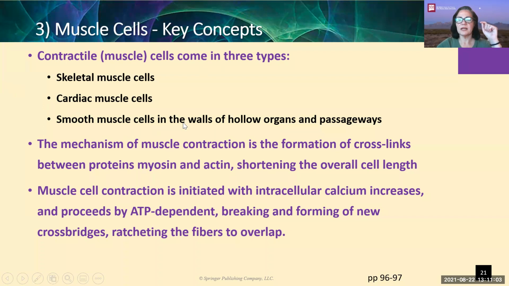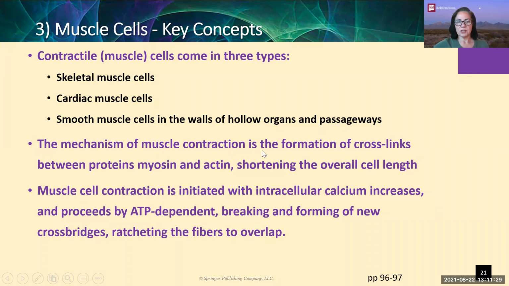Think about any hollow organ that you have, or a passageway, like the bronchi, bronchioles, hollow organs like a uterus, a bladder. Even the urethra has smooth muscle in it. Especially important, the arteries have smooth muscle in them.